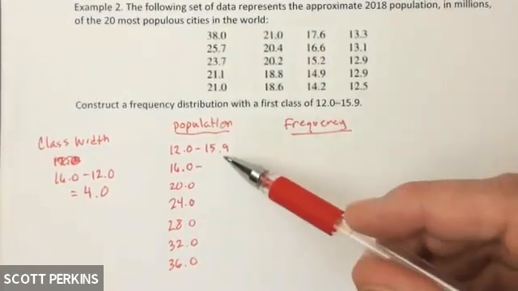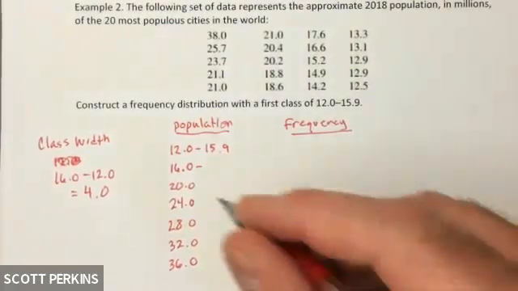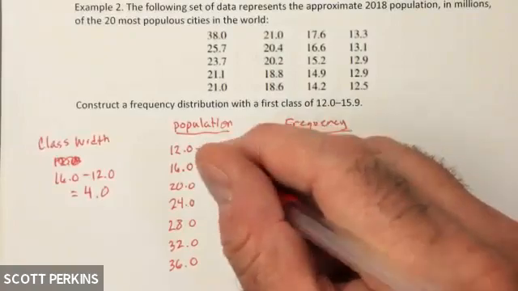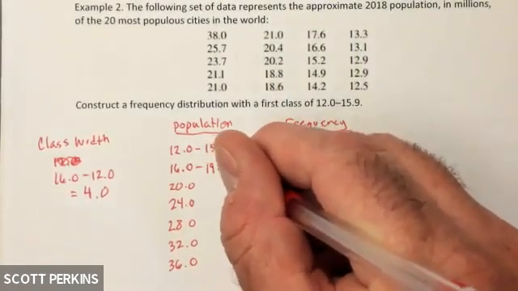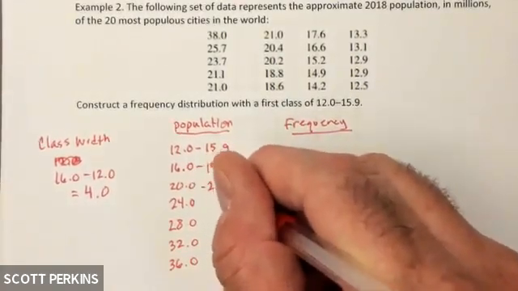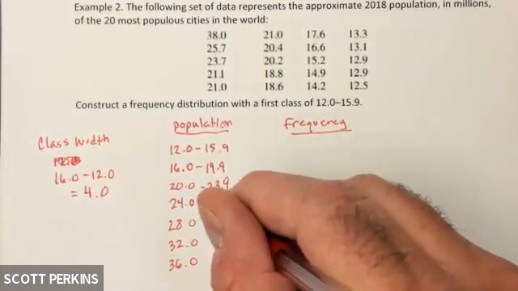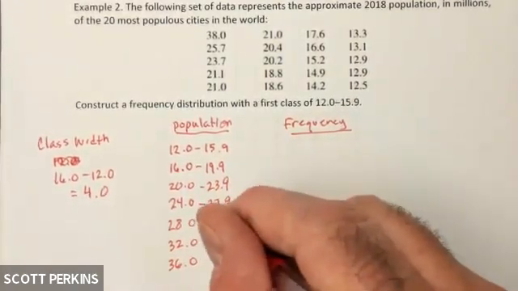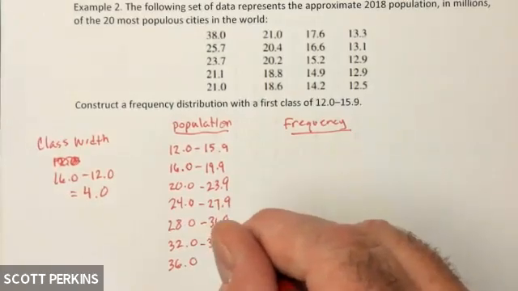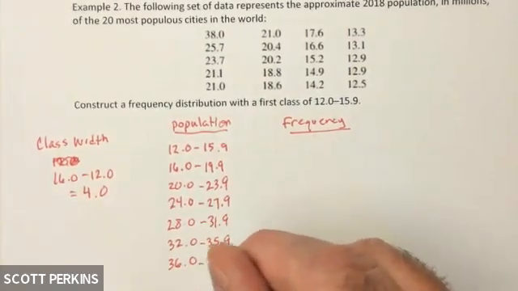I'm going to do the same thing on the upper limits. I'm just going to keep adding 4, so 15.9 plus 4 is 19.9, plus 4 is 23.9, so this was a nice class width that was a little easier to add to everything, 31.9, 35.9, and then 39.9.